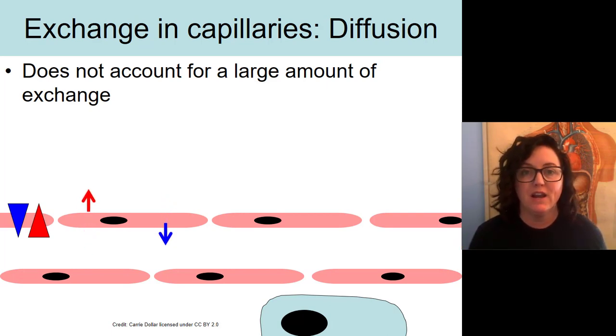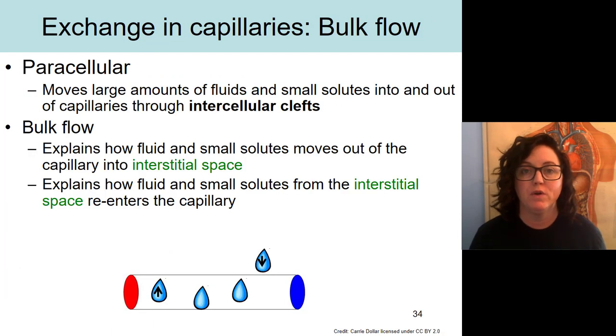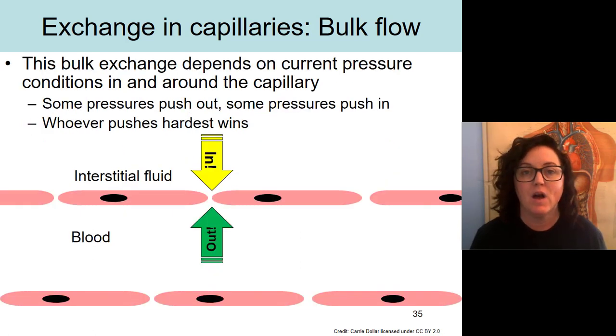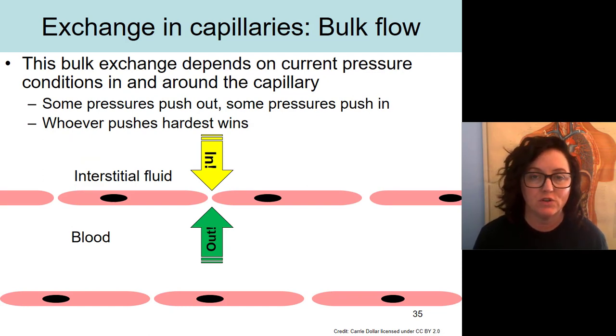But this does not account for the movement of large amounts of substances across the capillary wall. So for that, we need to take a closer look at the paracellular route and bulk flow. With bulk flow, we are going to be moving large amounts of fluid and dissolved substances across the capillary wall by going through the intercellular clefts. Keep in mind that bulk flow can occur going into the capillary and going out of the capillary too. Unlike diffusion, bulk flow is driven by a pressure gradient instead of a concentration gradient.